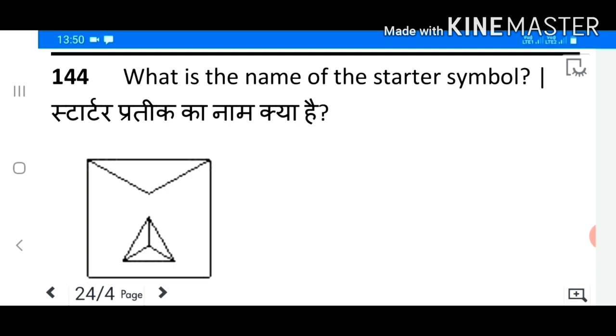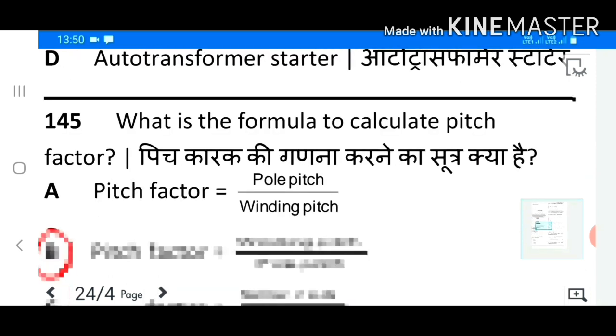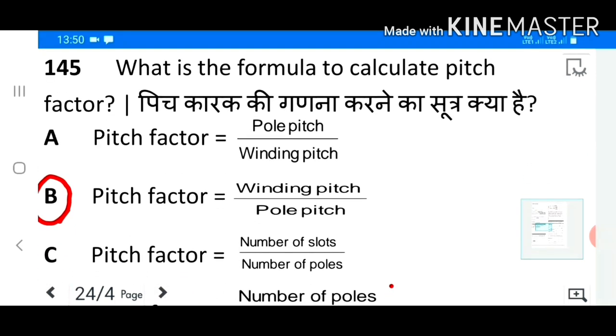144. What is the name of the starter symbol? Answer A. Star delta starter. 145. What is the formula to calculate pitch factor? Answer B. Pitch factor equal to winding pitch divided by pole pitch.